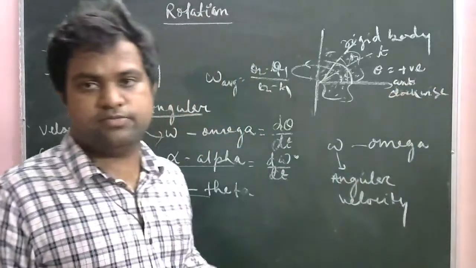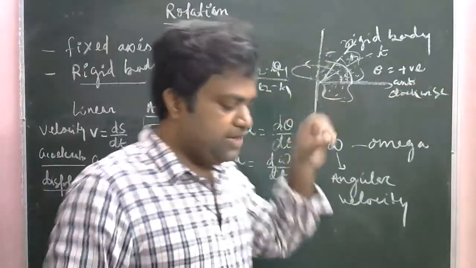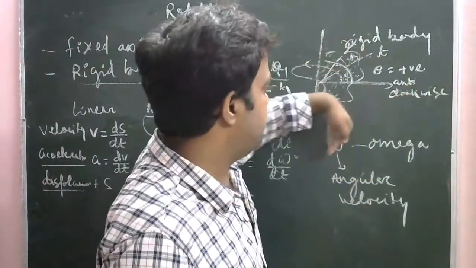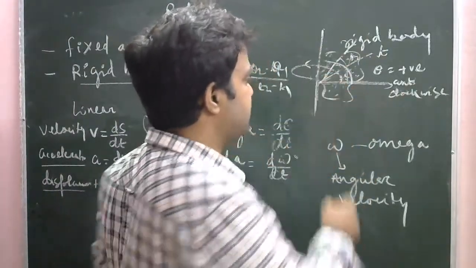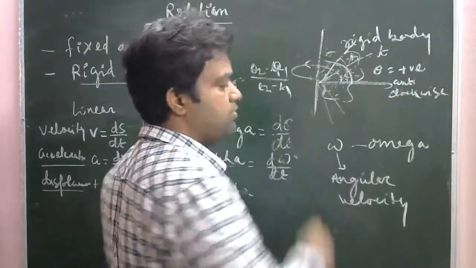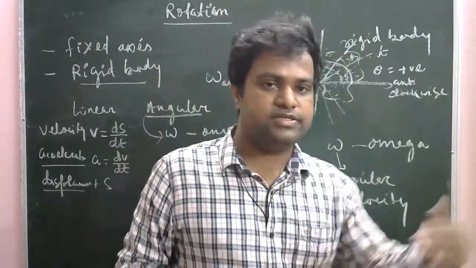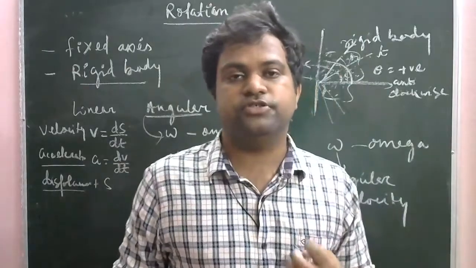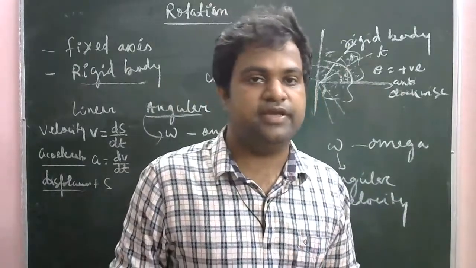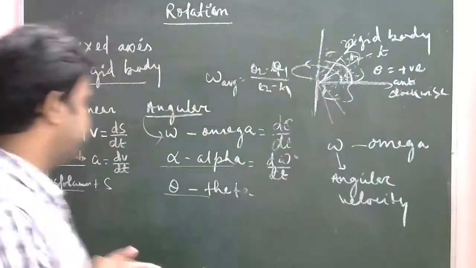For anti-clockwise motion, we take theta positive. For clockwise, theta will come like this, then the displacement will be clockwise. For the clockwise motion, the angular displacement we take as negative. This one you just remember.